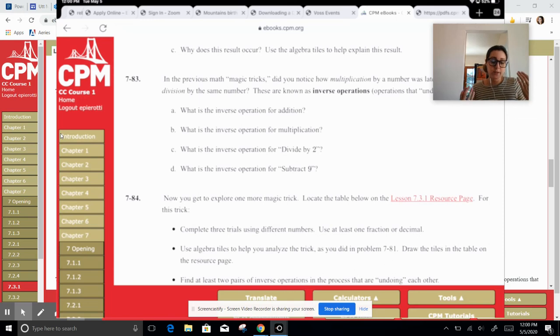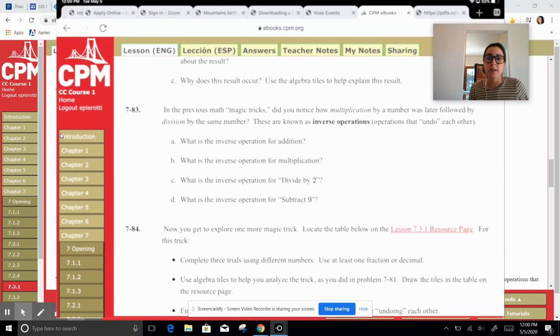Okay, so in the previous math magic tricks, did you notice how multiplication by a number was later followed by division by the same number? So these are called inverse operations. They're ones that undo each other. So when we were going through our steps, if it said multiply by 2, and then later it said divide by 2, that's an inverse operation.